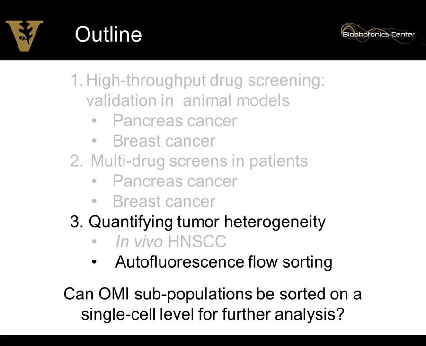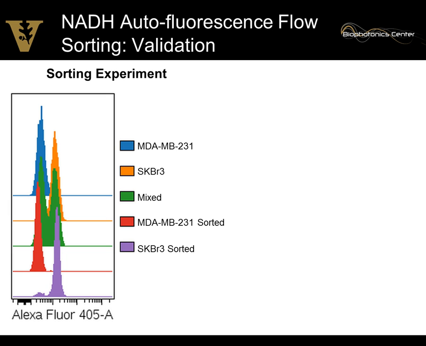So one way to do this is to do flow cytometry and flow sorting of cells, right? If I can take the tumor and image everything I want to image, and then take the tumor out and dissociate it into single cells and do flow sorting, I can maybe sort those subpopulations of cells and study them more in depth to understand what the mechanisms of resistance are in these subpopulations. So that's the question I'm asking with this last slide. Can OMI subpopulations be sorted on a single cell level for further analysis?